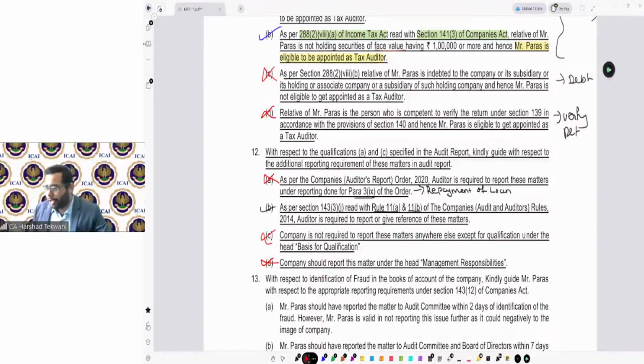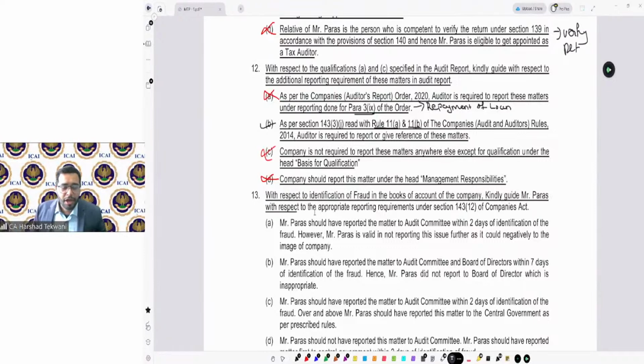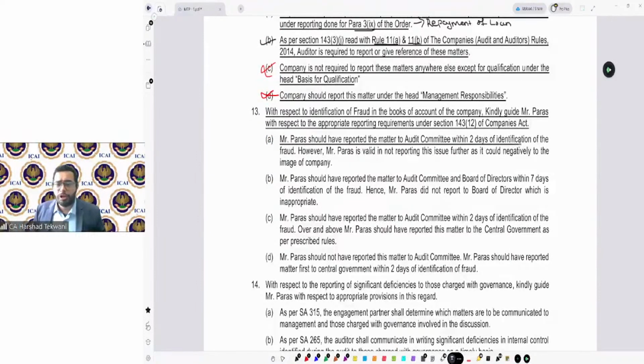So let's proceed to the next question. Now, this is with respect to the identification of fraud in the books of account of the company. Kindly guide Mr. Paras with respect to the appropriate reporting requirements in section 143(12) of the Companies Act. I'll read the options and then I'll go to the paragraph. Option 1. Mr. Paras should have reported the matter to the audit committee within 2 days of identification of the fraud. However, Mr. Paras is valid in not reporting the issue further as it could negatively impact the image of the company.